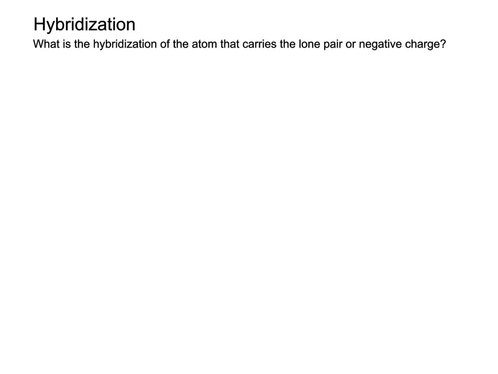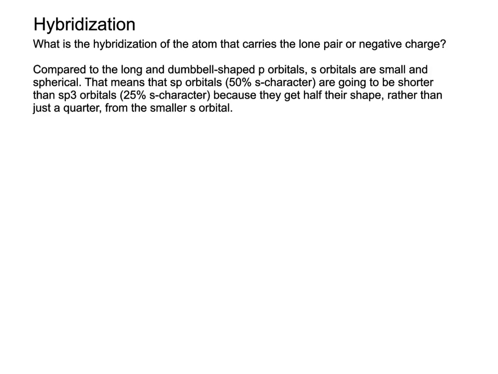The last factor to consider when evaluating the stability of a base is hybridization. In particular, we're referring to the hybridization of the atom that carries the lone pair or the negative charge. Compared to the long and dumbbell-shaped p orbitals, s orbitals are small and spherical. That means that sp orbitals, which have a 50% s character, are going to be shorter than sp3 orbitals, which have 25% s character, because they get half their shape, rather than just a quarter of their shape, from the smaller s orbital.